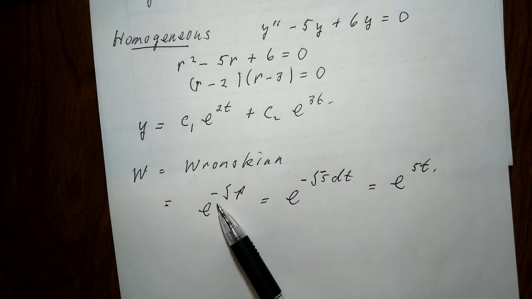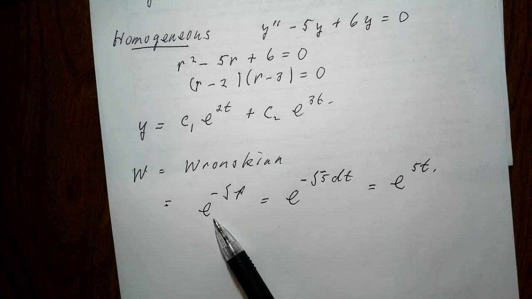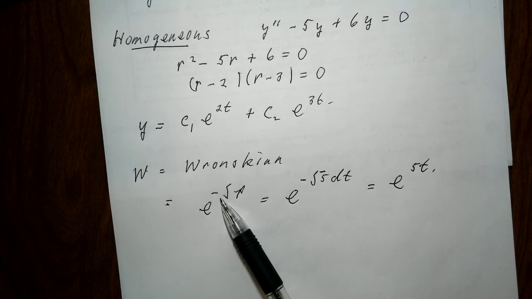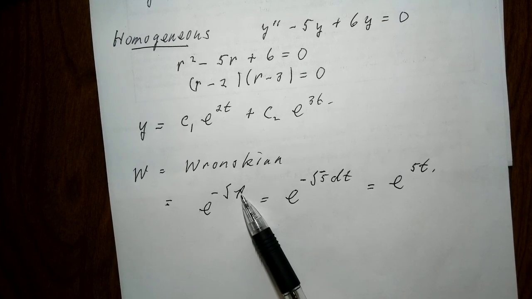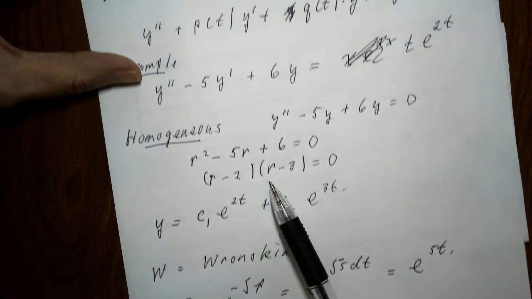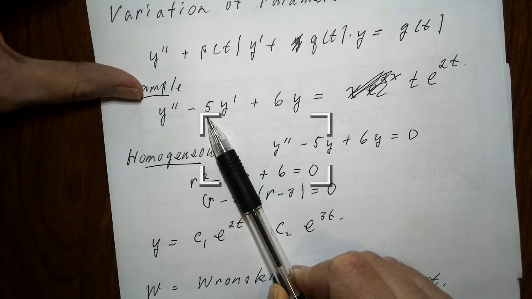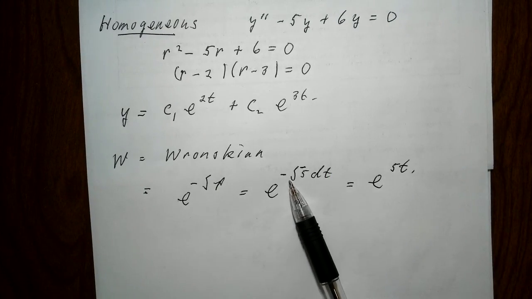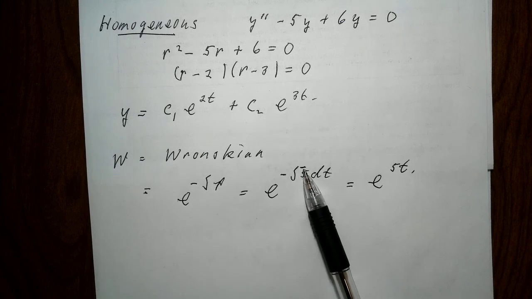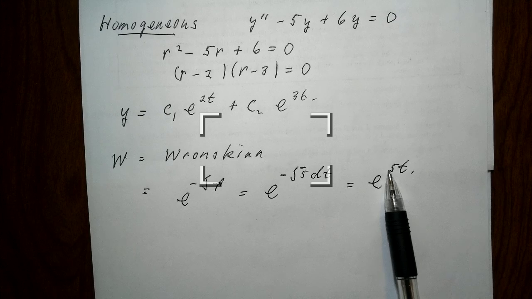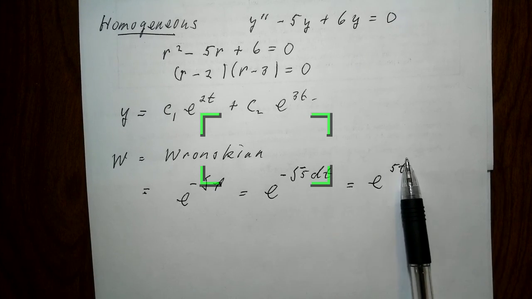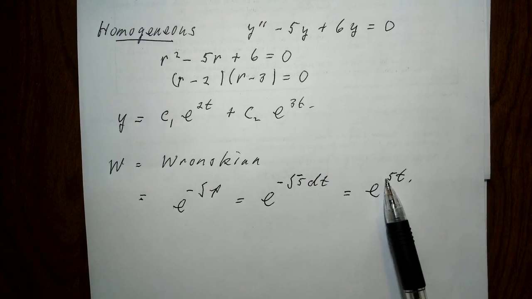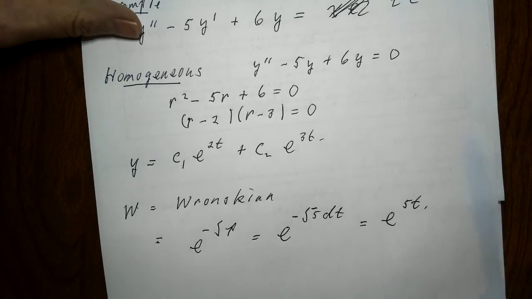If you'll recall, the Wronskian of the second-order equation is e to minus the antiderivative of p. In our case, p is negative 5, so we have e to the antiderivative of negative 5. The negatives will cancel. The antiderivative of 5 is 5t, so the Wronskian in our case is e to the 5t. We're going to use that in the subsequent calculations.